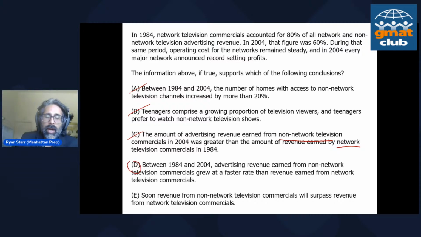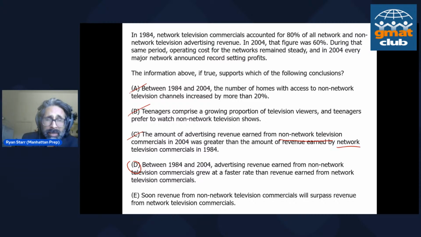D is the one. We know that non-network got a higher revenue share over this time, but we also know that network was gaining more money over this time, so the advertising revenue must have really grown for non-network because it got both a greater share and a greater share of what is a bigger pie, essentially more money. And so yeah, it definitely grew at a faster rate, right? It's got two things going in its direction: percentage increase and money increase, whereas network only has one thing going in its direction: money increase, but the percentage decreased.